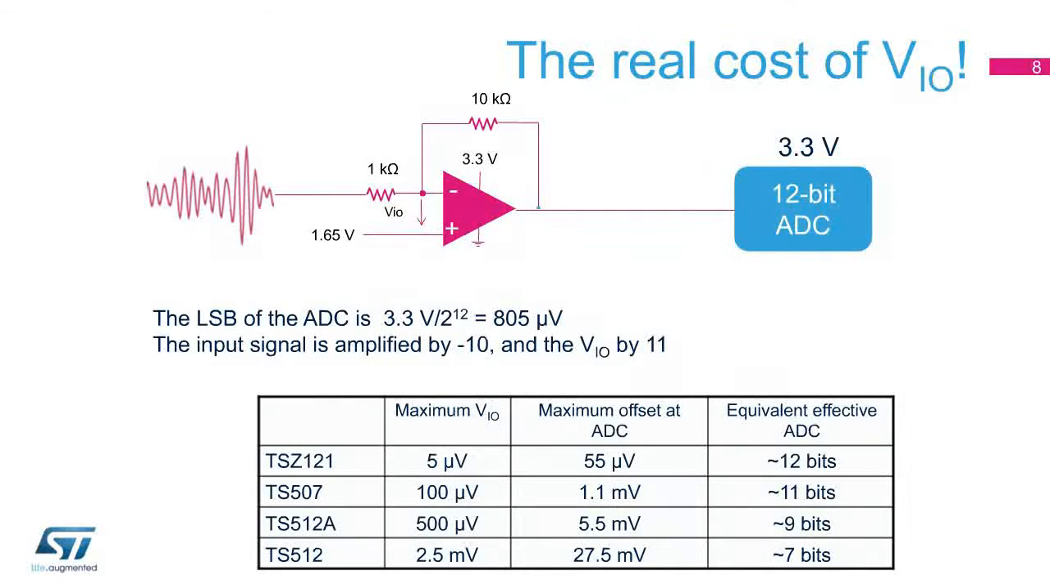Effectively, in this example, if the TS512 op-amp is chosen to amplify the signal, only 7 bits of the 12-bit ADC are effective. Whereas by choosing the TSZ121, which has an extremely low VIO of 5 microvolts, no LSB will be lost when using a 12-bit ADC and the entire resolution of the ADC can be used. So it is not necessary to spend money on a precision ADC if the op-amp is not correctly chosen.